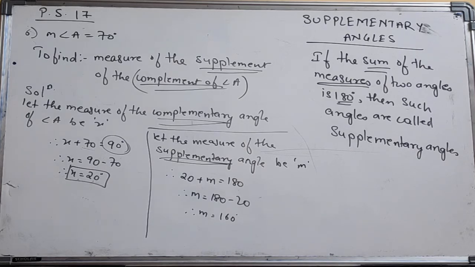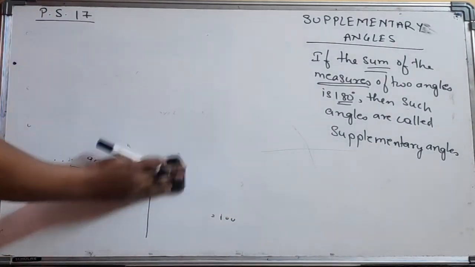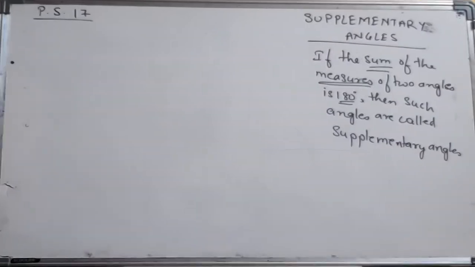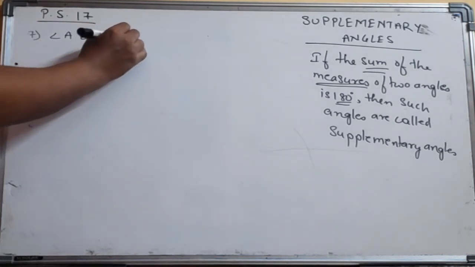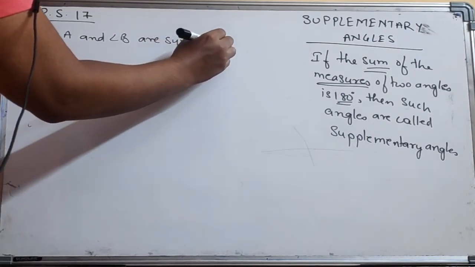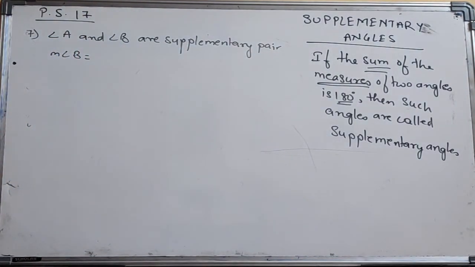Okay. Now, let us move forward with the next question. In the next question, they have said angle A and angle B are supplementary angles and measure of angle B is given. You have to find the measure of angle A. Now, question number 7. Angle A and angle B are a supplementary pair and measure of angle B equals x plus 20 degrees. You have to find the measure of angle A. Now don't get worried, measure of angle B is given as x plus 20. They have not given anything for angle A, so need not.